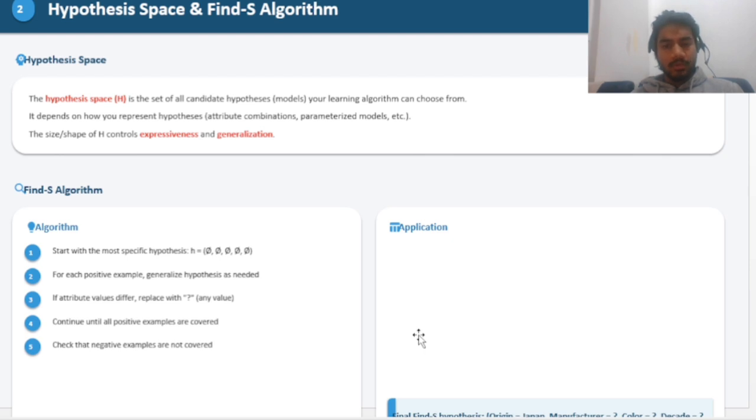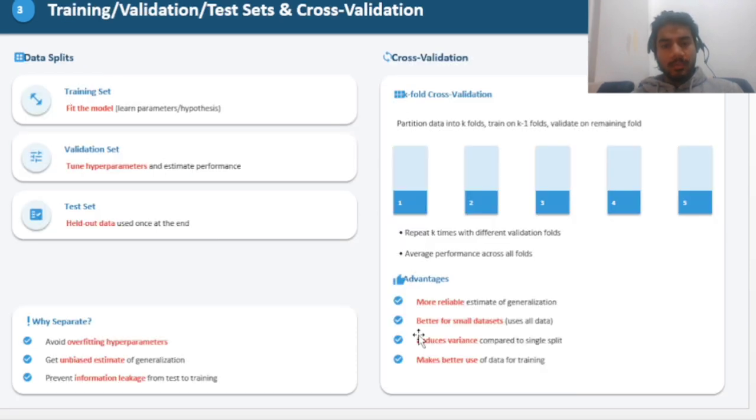Now let's look at question number 3, in which we learn about the training, validation and test set plus cross validation. First, look at the training set. It is used to train the model. It learns patterns from this data. Second is the validation set. It is used to tune hyperparameters and select the best model. And third is the test set. It is used to check the final performance on unseen data.